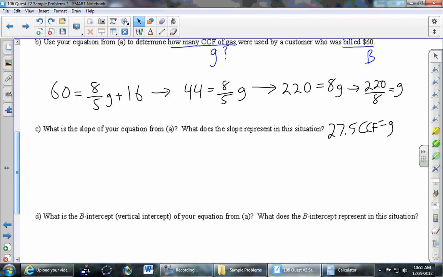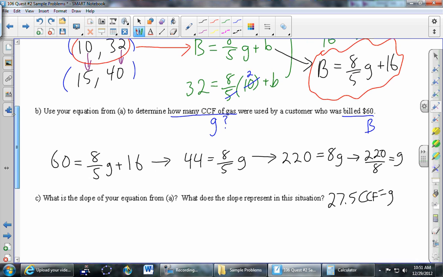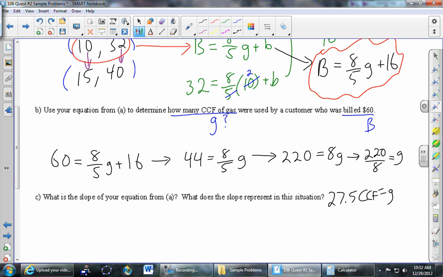Part C, what is the slope of your equation from part A? What does the slope represent in this situation? Okay, so let's go back up. Again, circled here in the top right, we've got our equation. So the slope is the number touching, well, what's normally the x, and that's 8/5. So 8/5 must be the slope.